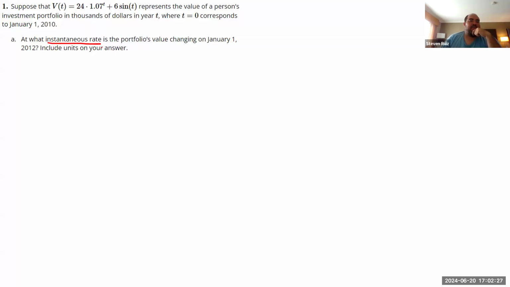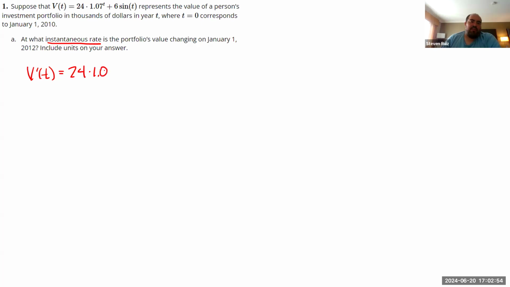That phrase "instantaneous rate," hopefully by now you recognize, is calling for a first derivative. So I need to find V prime of t. We've got a couple different rules to follow here. First, I want to obey the exponential function rule. So the derivative of 24 times 1.07 to the t.